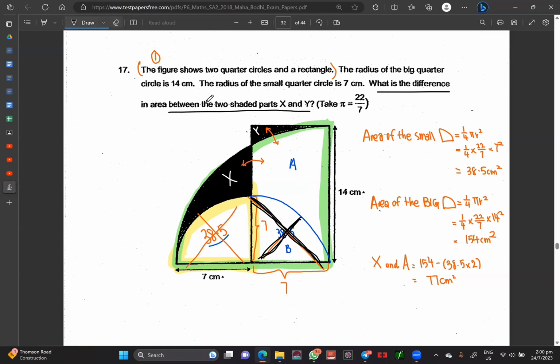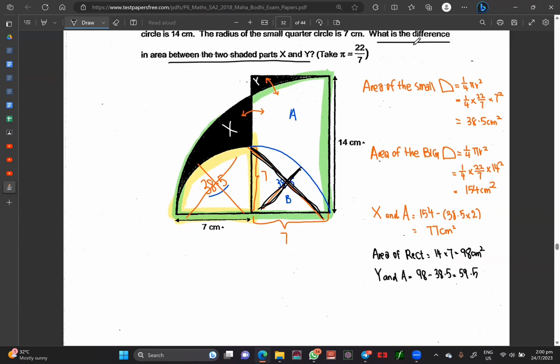So what I want to do now is find the area of the rectangle. This is pretty straightforward. It's 14 times 7. We get an answer of 98 centimeters square. So this is the area of the rectangle. I'm going to remove away B so that I can find out Y and A. So Y and A will then be the area of the rectangle, which is 98, minus away 38.5, and I'll get 59.5. Now, the question wants us to find the difference.